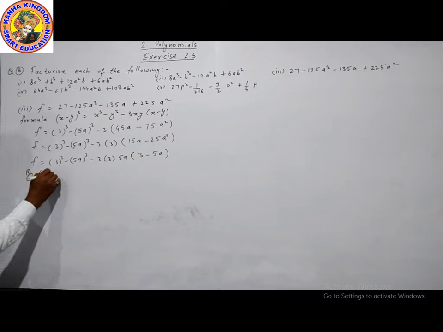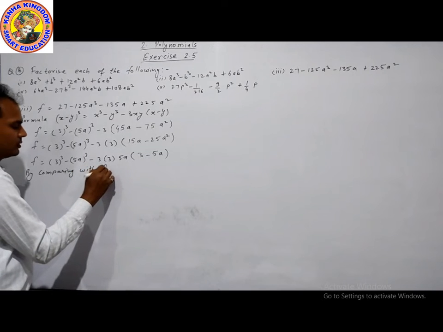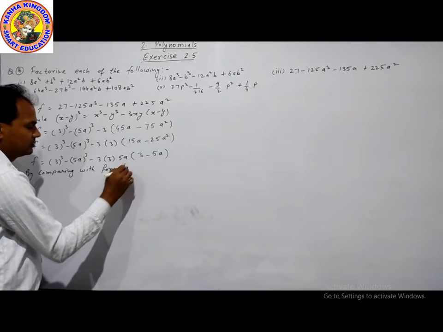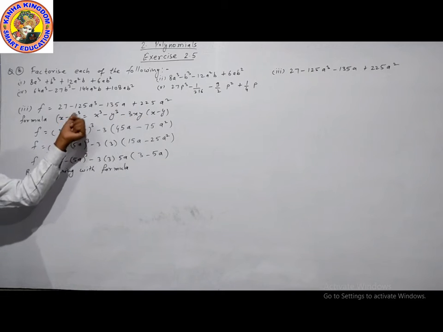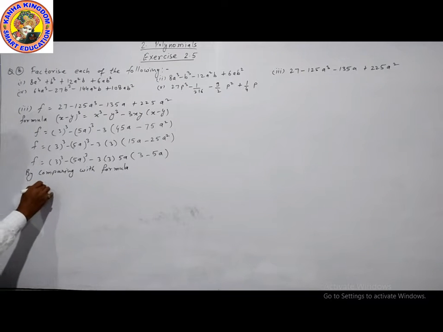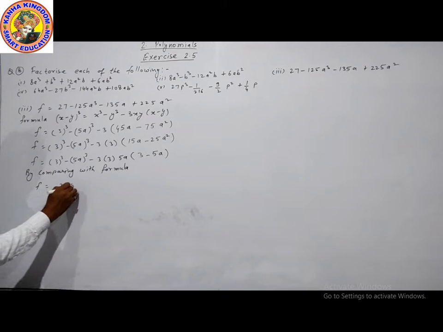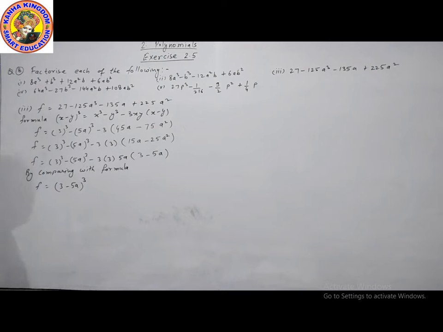By comparing with the formula, the answer of the formula is (x minus y) cube. So this is x and this is y. So the solution is (x minus y) whole cube. This is our answer.